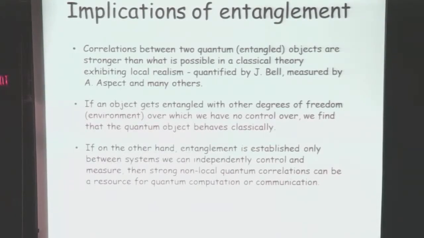So to be able to use entanglement as a resource, what is really needed is to be able to control the entanglement process and generate it between quantum systems over which we have control, meaning that we can carry out measurements and verify the existence of entanglement as well as use it.